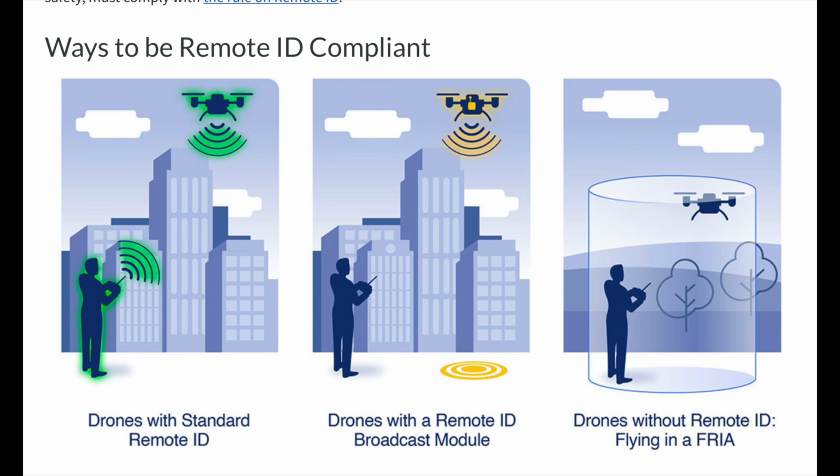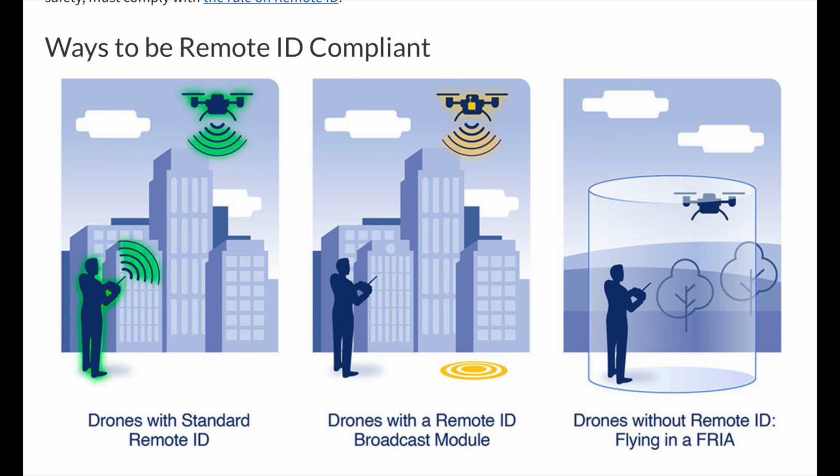Now, these days, all drones come with standard remote ID built in, but if you don't have standard remote ID built into your drone, or you simply can't afford to get a remote ID module, there's only one way that you can remain compliant and fly your drone without remote ID, and that is to fly in what's called a FRIA, which is an FAA-recognized designated location where you can fly your drone without needing remote ID.